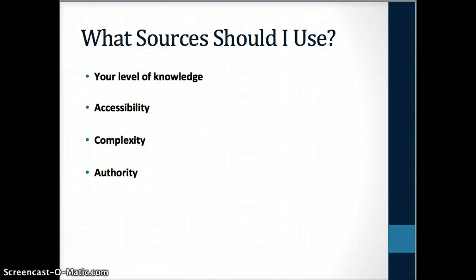So what sources should you use? Well, that depends on 4 things. First of all, your level of knowledge. The more that you know about a discipline, the more complex a source you should be using. But you shouldn't necessarily be using a source that's not accessible or is too complex, right? And you also want to think about the authority. Think about it this way. You should read the source that you can actually read.